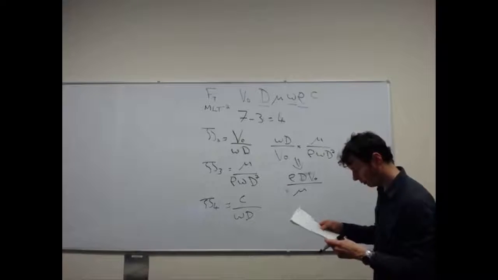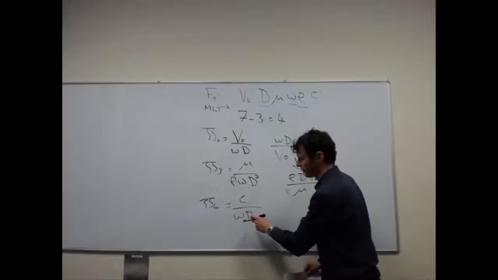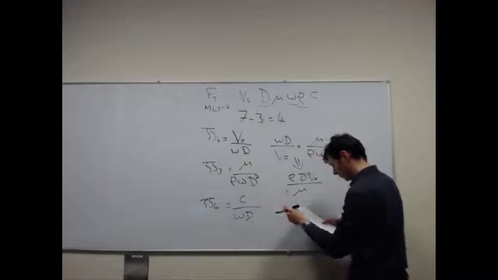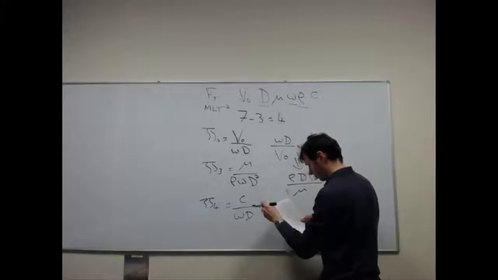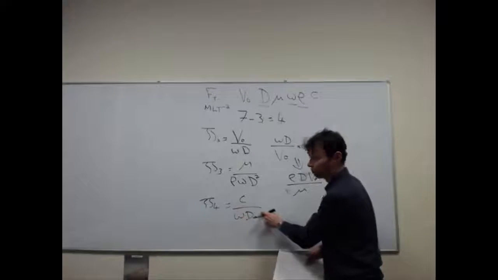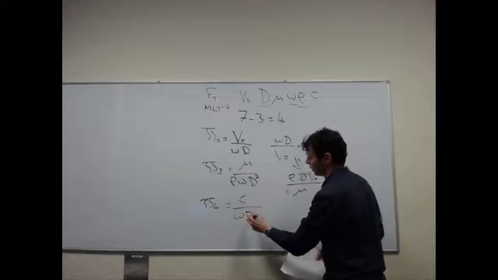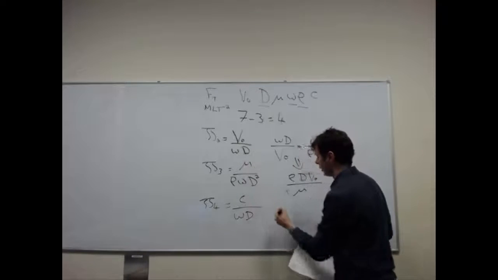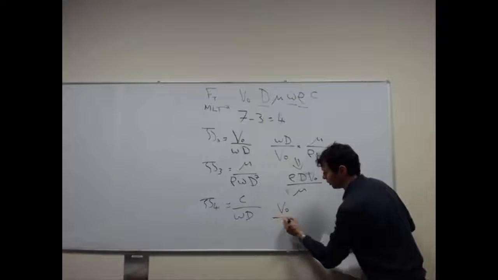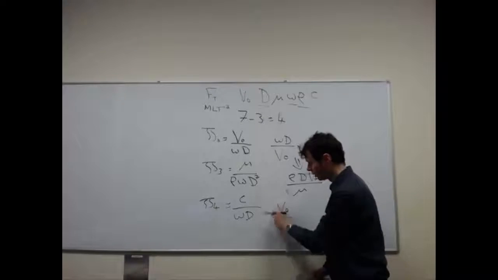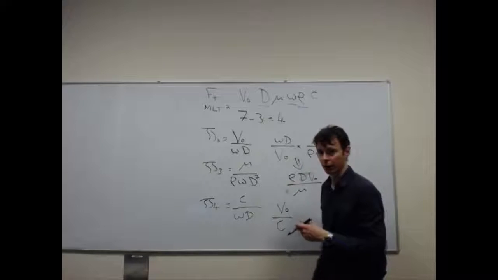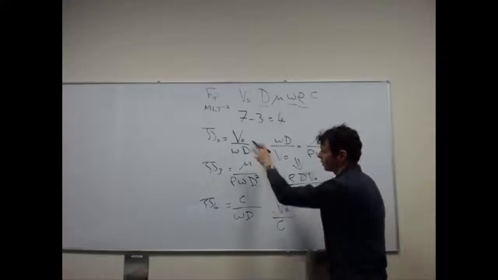And then finally, because this is the speed of sound, we can manipulate the fourth pi group and the first pi group to cancel out the omega d, and you'll end up with V naught over c, so the velocity divided by the speed of sound, which you might know as the Mach number. So we can do that with dimensionless groups.